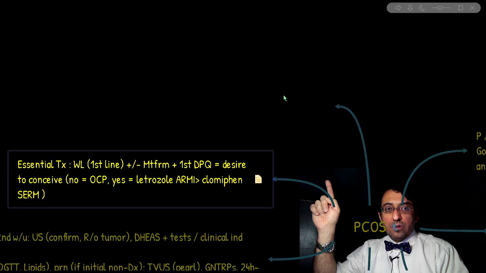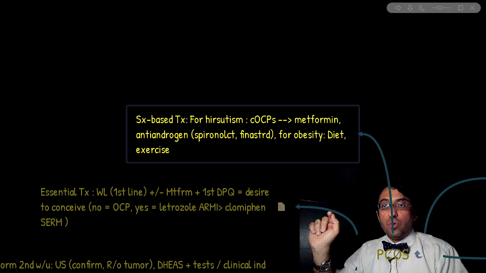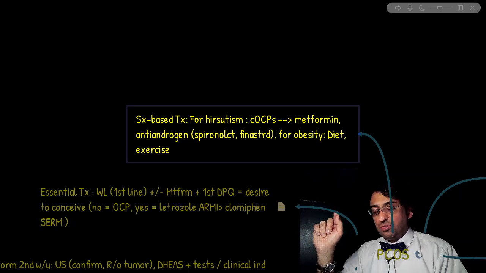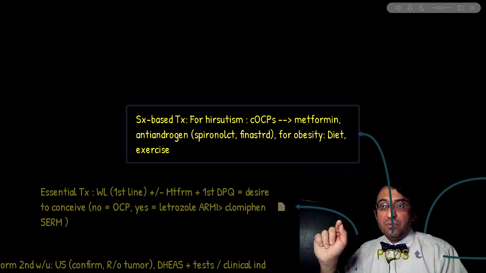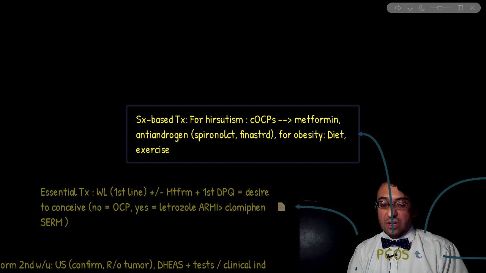And finally, we are going to discuss the symptom-based treatment or symptomatic treatment. What is recommended for hirsutism? Both combined oral contraceptive pills and metformin, or anti-androgens such as what? Such as spironolactone or finasteride. What's recommended for obesity? Diet and exercise.